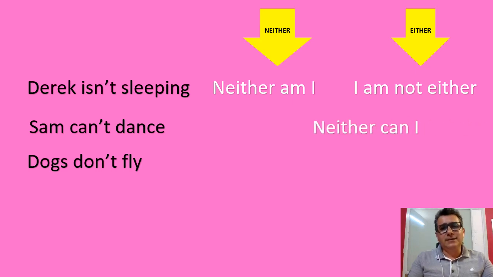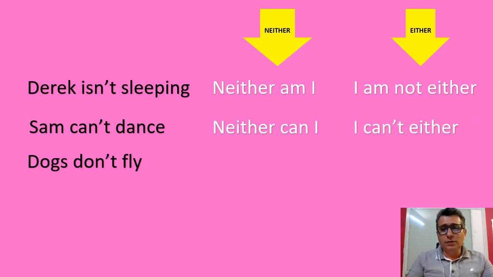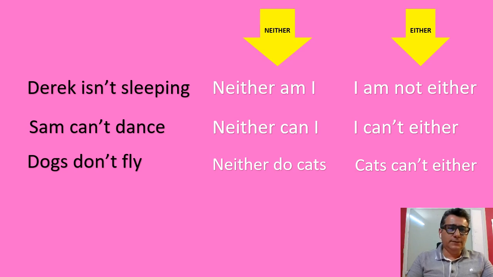Let's take a look at the second sentence. Sam can dance. Neither can I. Or I can't either. And check out the last sentence. Dogs don't fly. Neither do cats. Or cats can't either.